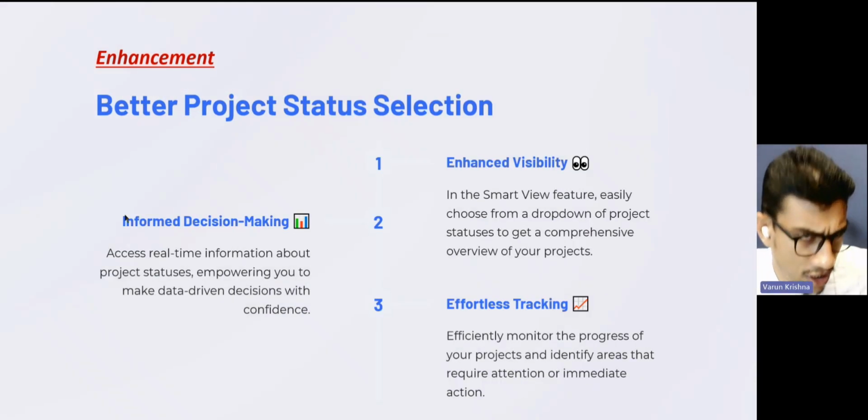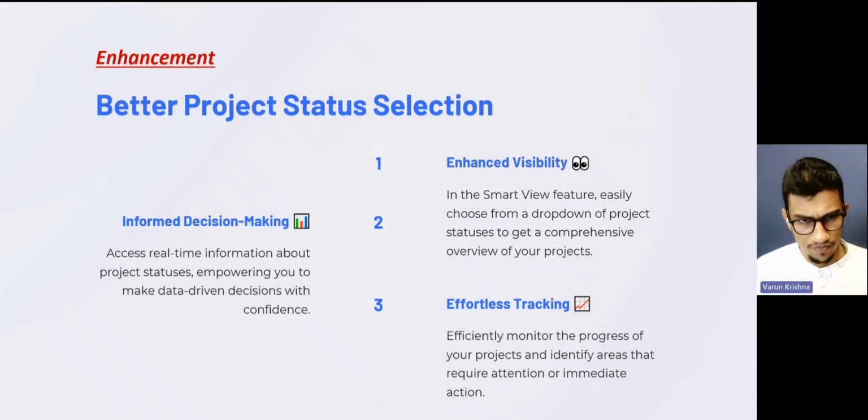Next, better project status selection. In the Smart View feature, easily choose from a drop down of project statuses to get a comprehensive view. Efficiently monitor the progress of your projects and identify areas that require attention or immediate action. Access real-time information about project statuses, empowering you to make data-driven decisions.